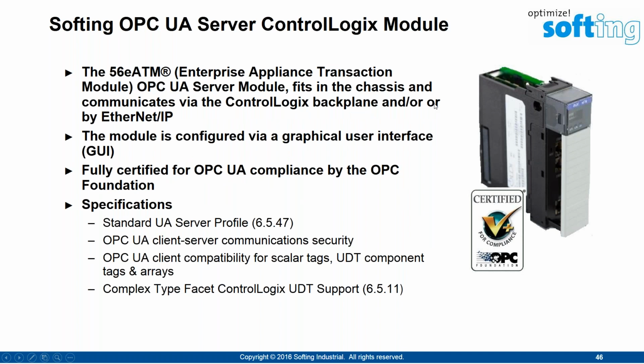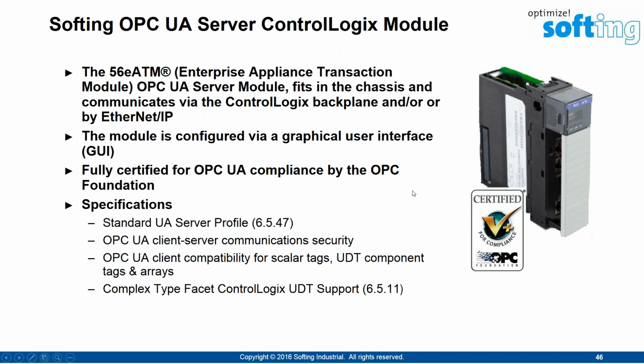And here are some details about the OPC UA server module. So this module, like I said, fits in the ControlLogix chassis and communicates via the backplane and or by Ethernet IP. It's configured through one of its Ethernet ports using the Softing Appliance Manager software, which is included with the module. Also, you can install it in multiple computers, it doesn't need a license.